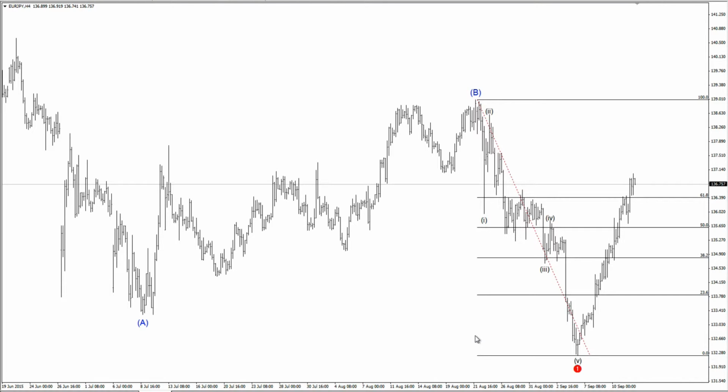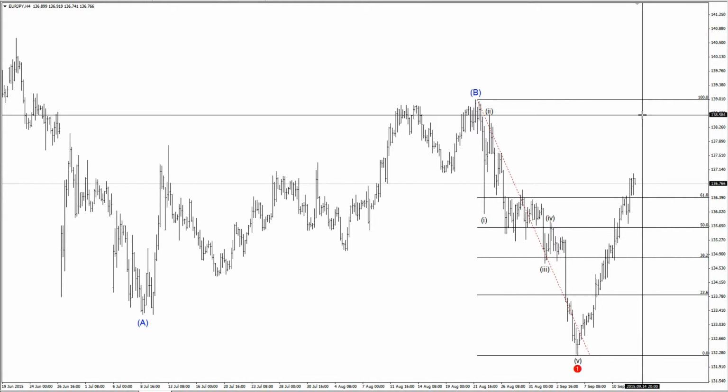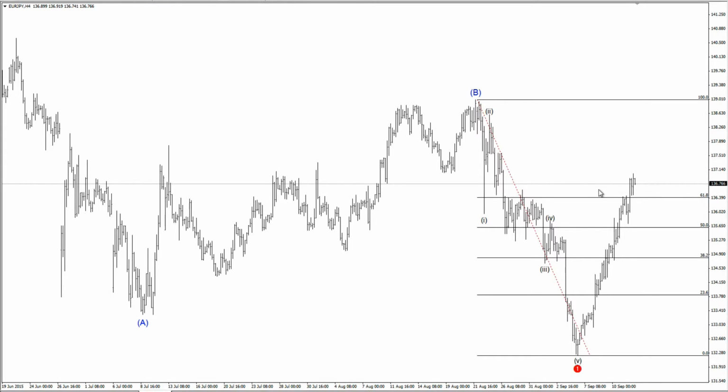Price now 136.76, and we are past the 61.8% Fibonacci retracement level. I would say we are due for a reversal here, and if we move higher and are approaching the 139 levels, then my wave count here might be incorrect.